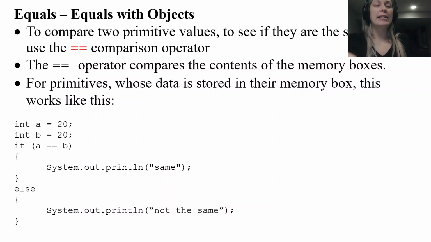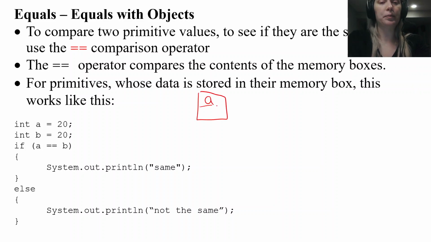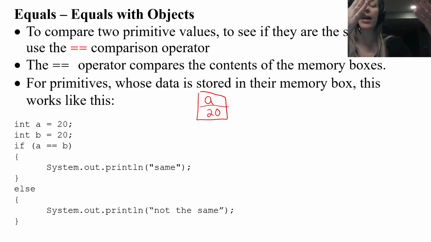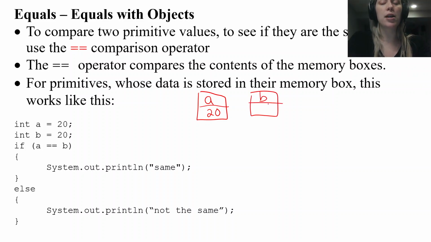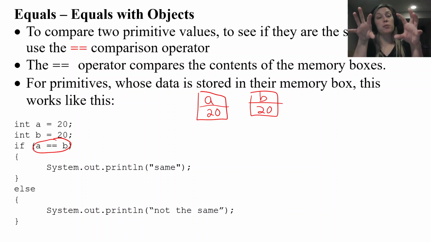So if I have int a is 20, remember what happens is A is my identifier, and 20 is stored in that box. And then same thing with B, 20 is stored in that box. So if I use a comparison operator, the equal to says, okay, look in both of those boxes, A box and B box, and see if what's contained in those boxes is the same. And for primitives, it is.